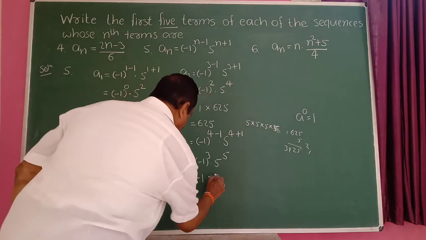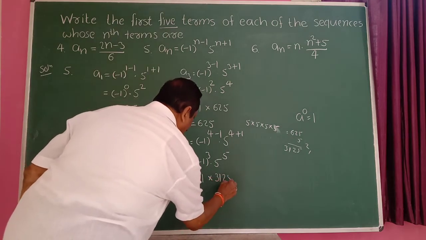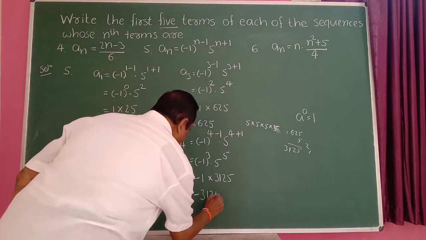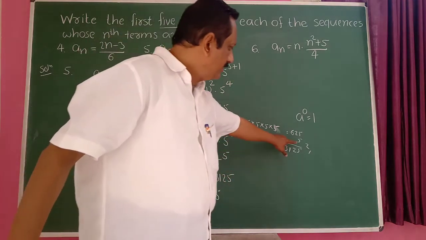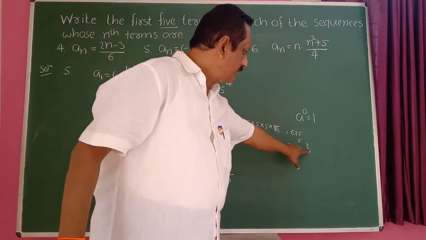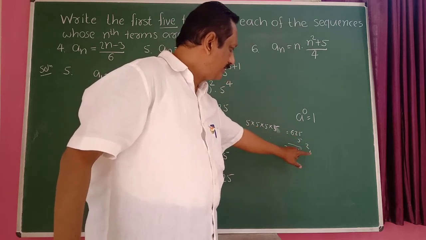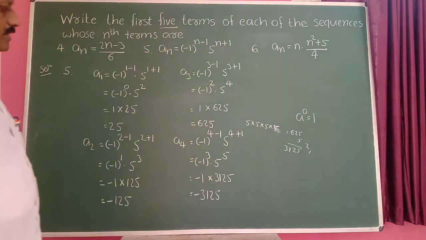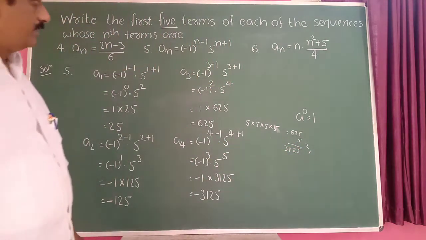Therefore, minus of 3125. Okay, 5 5s are 25, 5 2s are 10 plus 2 becomes 12. So 12 here, 32 and 1 there. 6 5s are 30 plus 1 becomes 31. 3125.